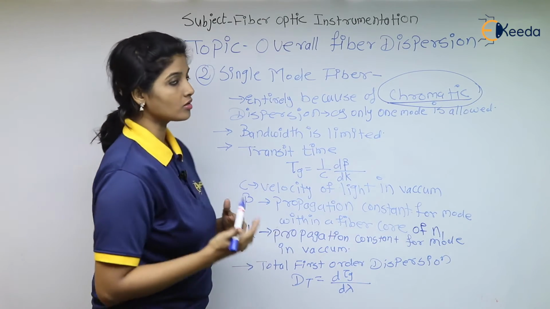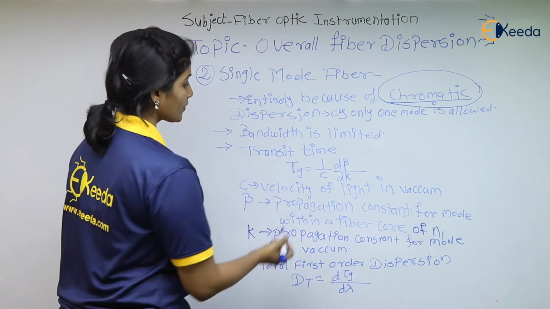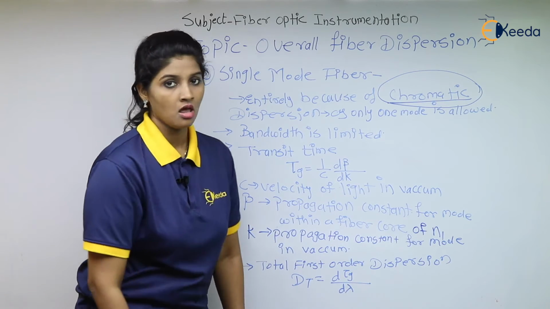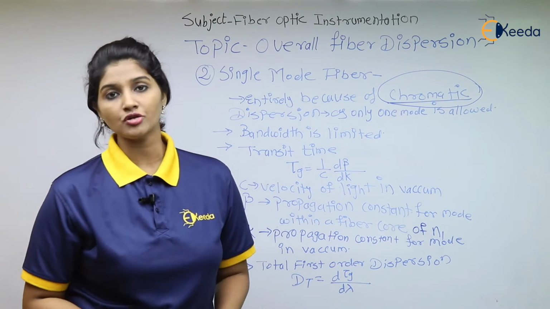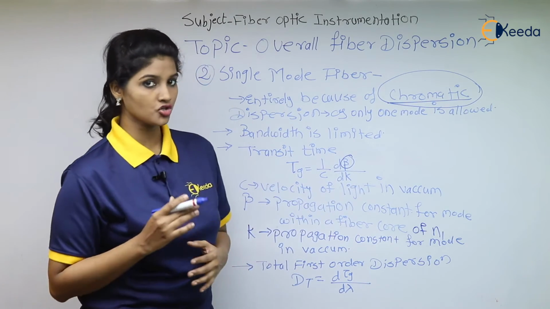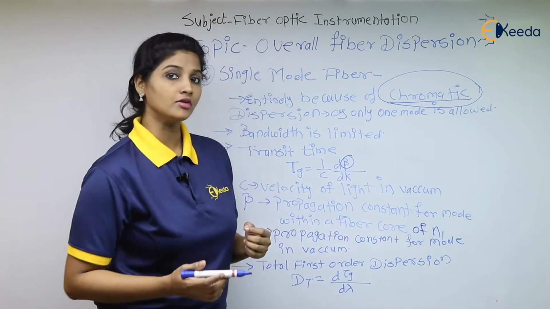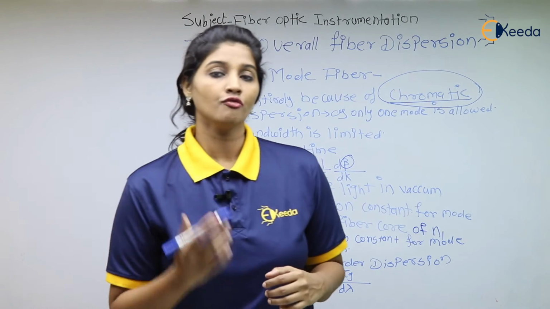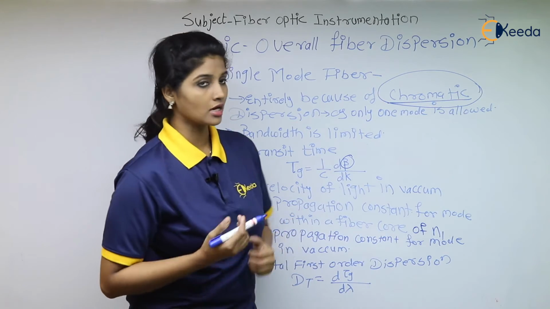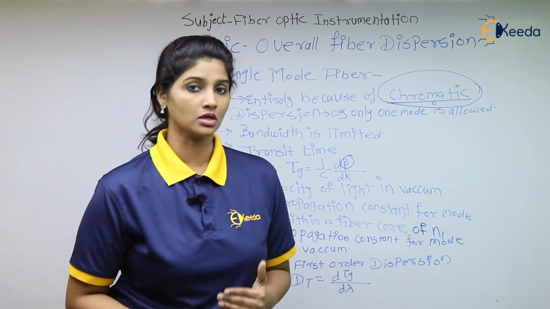Now when we talk about the transit time for a unit length of fiber, we have a formula. Transit time is equal to 1 by c d beta upon dk. Here c is the speed of light in vacuum, whereas beta is the propagation constant for a mode within the core of the fiber, which has a refractive index n1, whereas k also stands for a propagation constant, but that propagation constant we consider in case of vacuum.